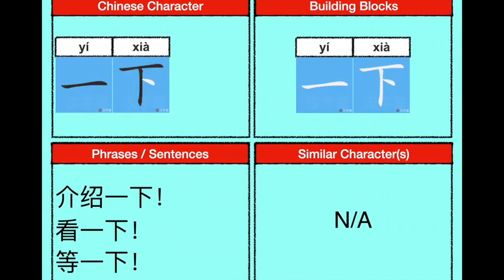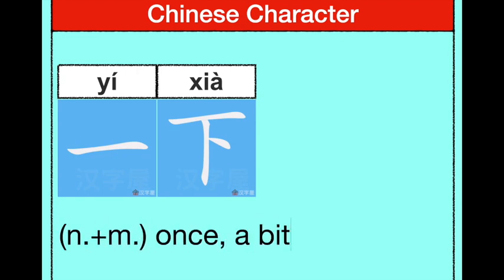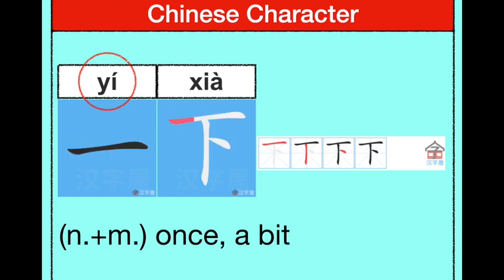Our next word is 一下. 一下 is a noun plus measure word. It means once or a bit. The stroke orders of 一 is just one 横. That's it. The stroke orders of 下 横 竖 点. Pay attention here. 一 is pronounced as yí because it's used before the fourth tone. So 下 is the fourth tone. 一下.